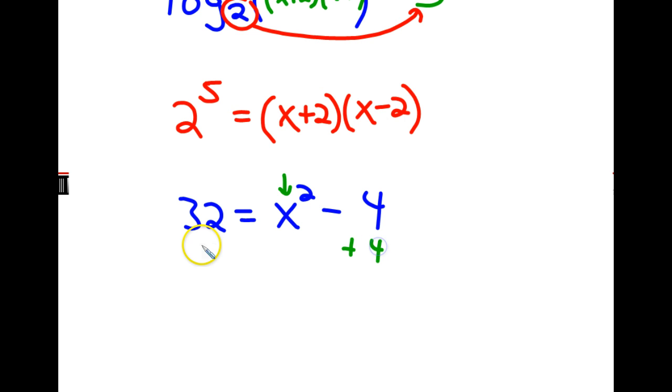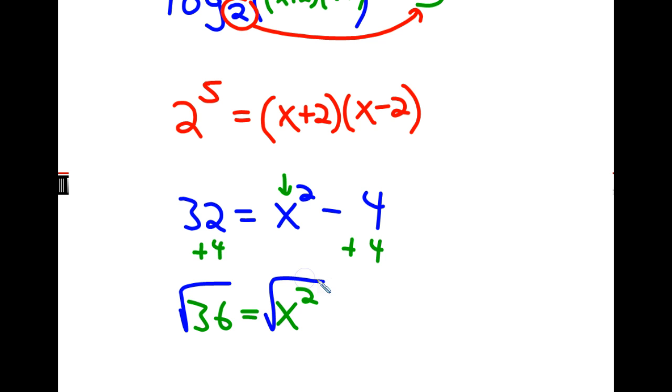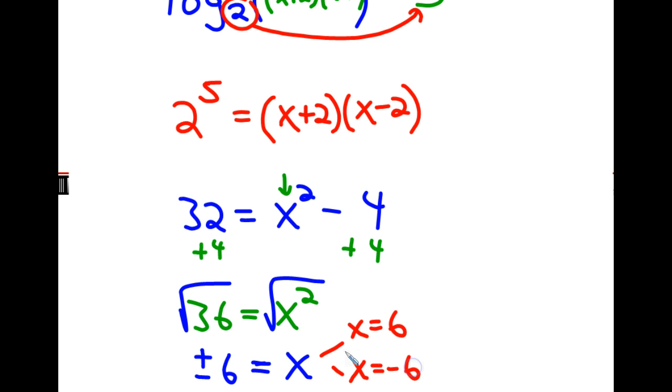We'll start by adding 4 to both sides. We're going to get 36 is equal to x squared. And then we will take the square root of both sides, and we're going to get plus or minus 6, right? Remember, when you take the square root of both sides, you have to do plus or minus. And so we get 2 solutions again. We get x is equal to positive 6, x is equal to negative 6, just like we had in that last equation.